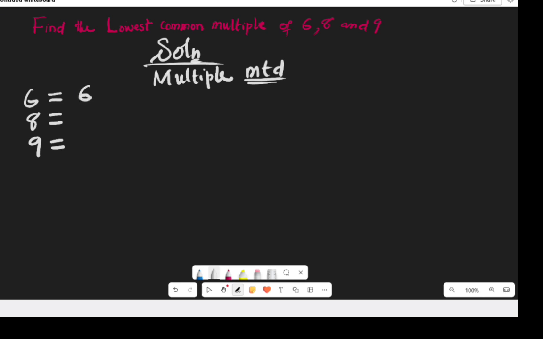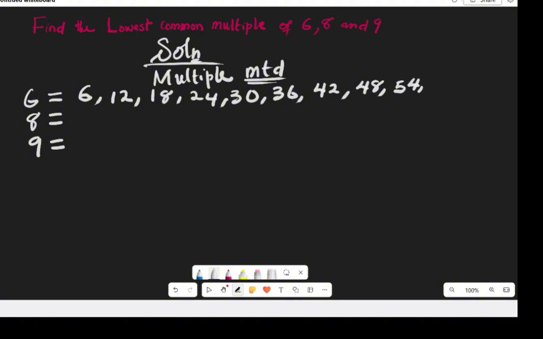6 times 1 is 6. 6 times 2, 12. 6 times 3, 18. 6 times 4, 24. 6 times 5, 30. 6 times 6, 36. 6 times 7, 42. 6 times 8, 48. 6 times 9, 54. 6 times 10, 60. 6 times 11, 66. And 6 times 12, 72.